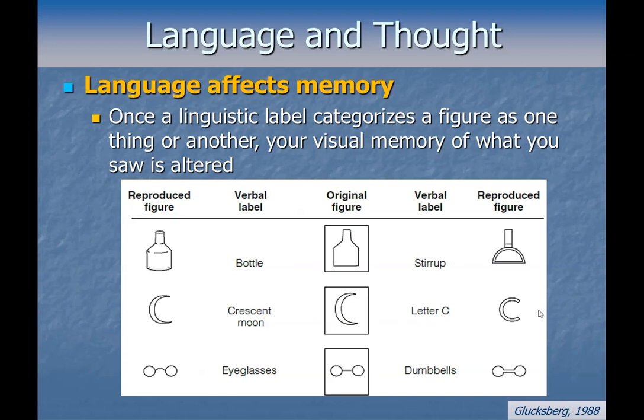So if you call it a letter C, they draw it more like a letter C. If you call it a crescent moon, they draw it more like a crescent moon, even though it was the same shape. So in this case, that was some early evidence that once a linguistic label or category puts a categorizing onto a figure as one thing or another, your visual memory of what you saw may be actually altered.